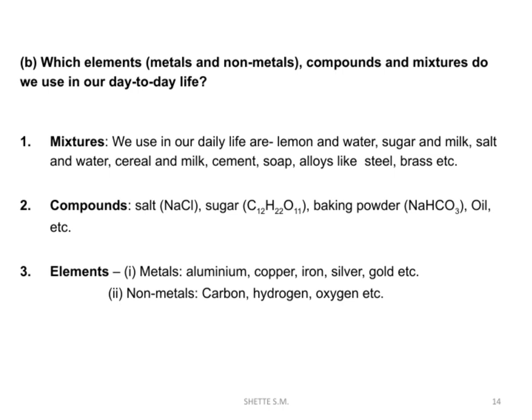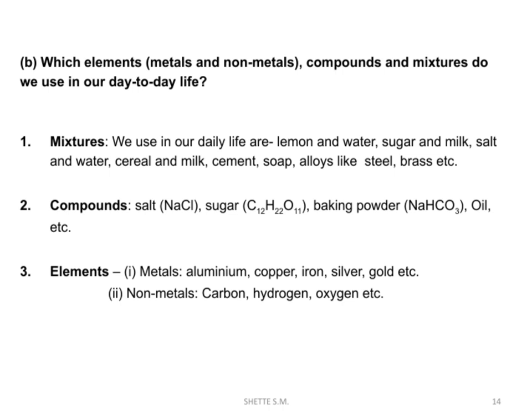Moving on to compounds, these are substances formed when elements chemically combine. Examples include salt, which is sodium chloride or NaCl, sugar with the formula C12H22O11, and baking powder, which is sodium bicarbonate, NaHCO3. We also use oils, which are compounds made up of various fatty acids and glycerol, essential in cooking and other applications. Now, looking at elements, they are the basic building blocks of matter.